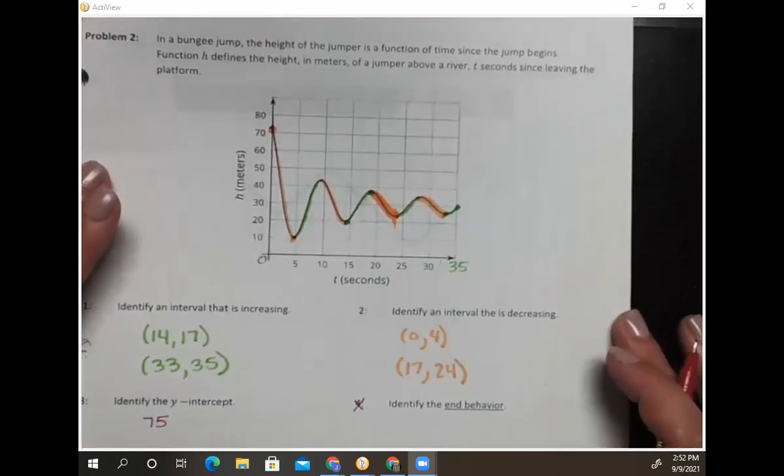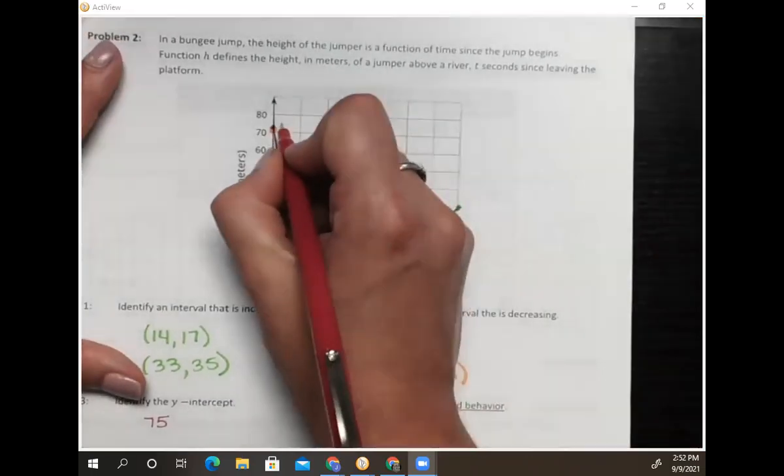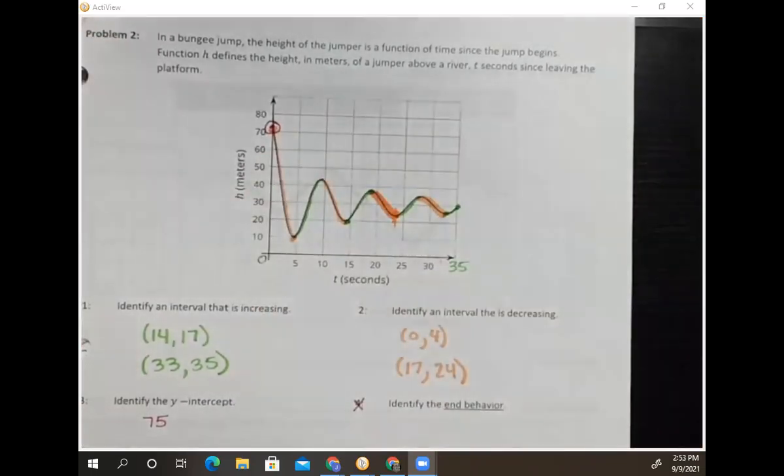So if I pop up to my graph here, do I have a global maximum? Where? At 0, 75, right? At that y-intercept. That's our highest point on the entire graph. That's a global maximum. Do I have a global minimum? Do I have a lowest point?